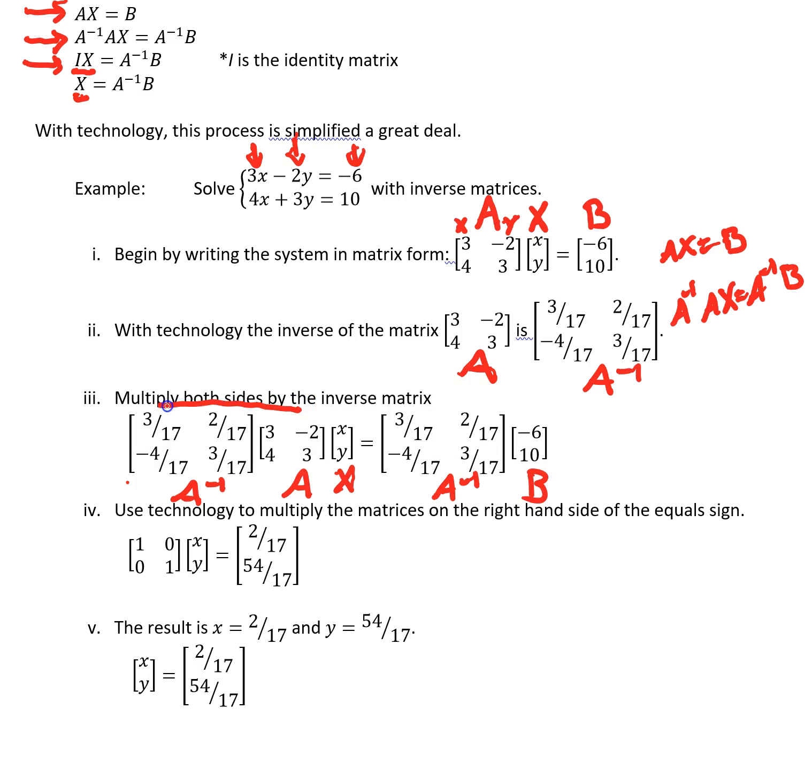But the inverse matrix of A multiplied with A gives us the identity matrix. So I have the identity matrix, I have our variable matrix, and the right-hand side with technology simplified down to this new matrix on the right-hand side. When we take the identity matrix and multiply it with matrix X, we get matrix X, and now we've arrived at our answers. So we know the ordered pair that would have solved this system of equations is the ordered pair 2/17, 54/17.